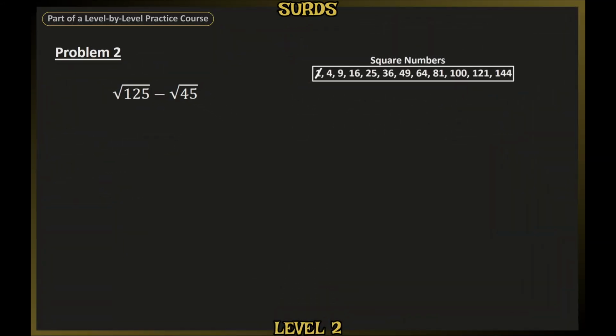In problem 2, we're simplifying the square root of 125 minus the square root of 45. Again, in order to subtract these two, what we need to do is simplify both so that they both have the same surd part. So starting with the smallest of the two surds, which is root 45, we need to split this into two numbers, one of which is a square number.